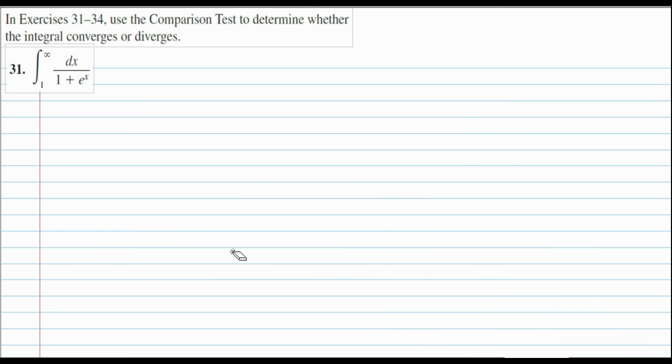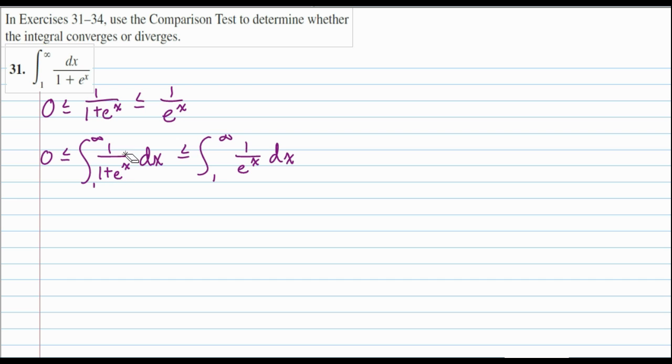So now try problem number 31. It says use the comparison test to determine whether the integral converges or diverges. Well, I know that this function is always going to be greater than 0. And I also know that 1 over e to the x is also going to be greater than this function, because I don't have the additional 1 in the denominator. That 1 in the denominator is going to make smaller y values because the denominator is greater. Which therefore implies the area under each curve from 1 to infinity is also going to have the same relationship.